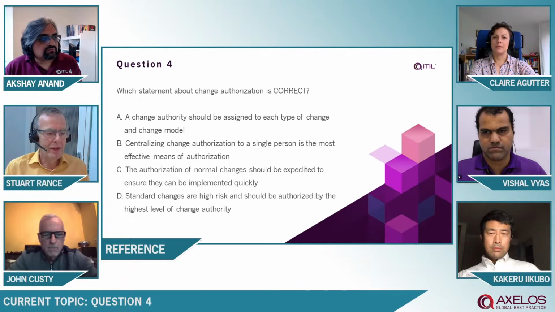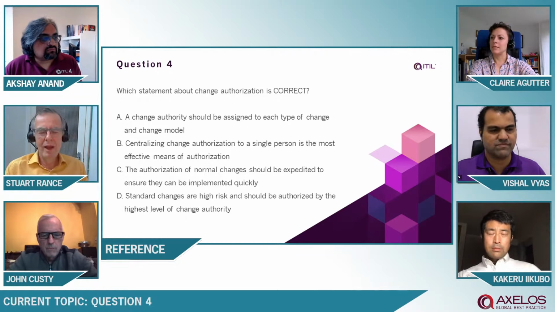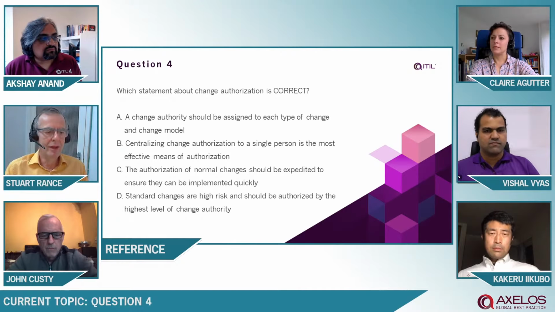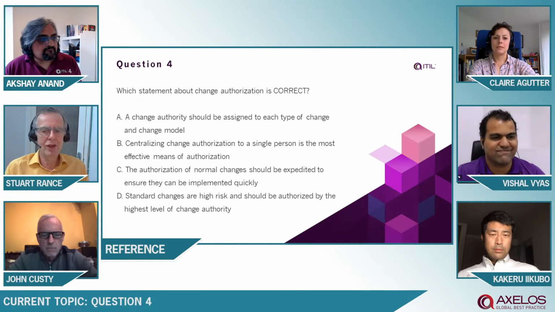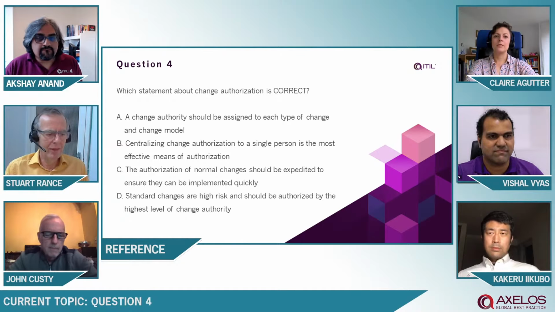And then D, standard changes are high risk and should be authorized by the highest level of change authority. That's an easy one to eliminate because standard changes are low risk, repeatable changes. So we can eliminate D, we can eliminate B, and I'm left with A or C. So let's look at this. Does the type of change and the change model determine the change authority? Absolutely it does. I know that each type of change has a change model associated with it, and within that change model, we say who the change authority should be. So that makes A definitely correct.